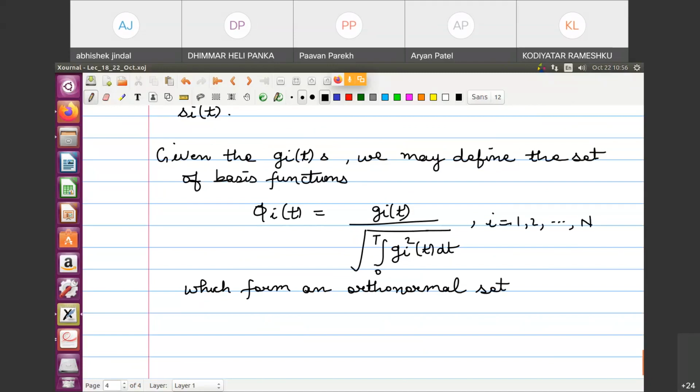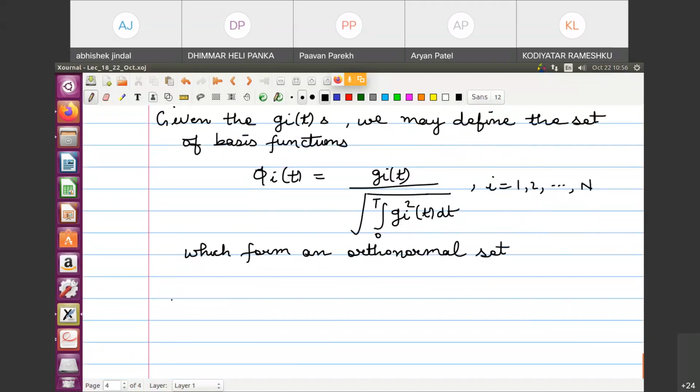Now there are two things to say, that we would have n less than or equal to m. Now m is the number of signals we started with, n is the number of orthonormal signals which we would generate through this Gram-Schmidt procedure. Now this has to be there, that n will always be less than or equal to m. So when is n equal to m and when is n strictly less than m?